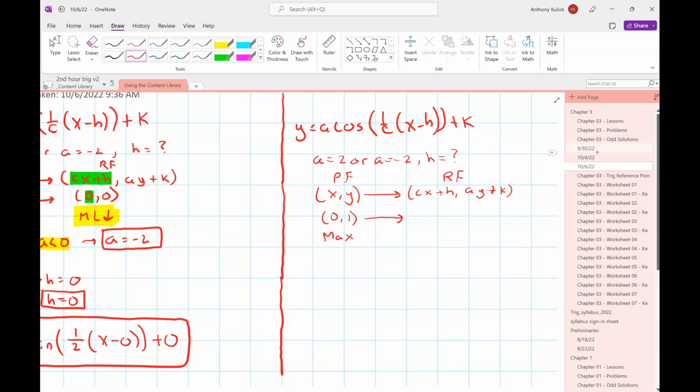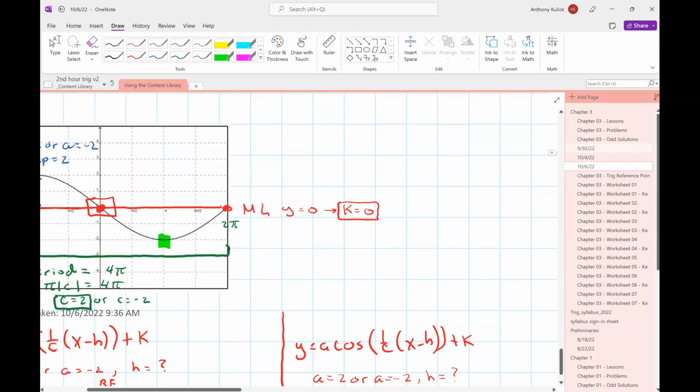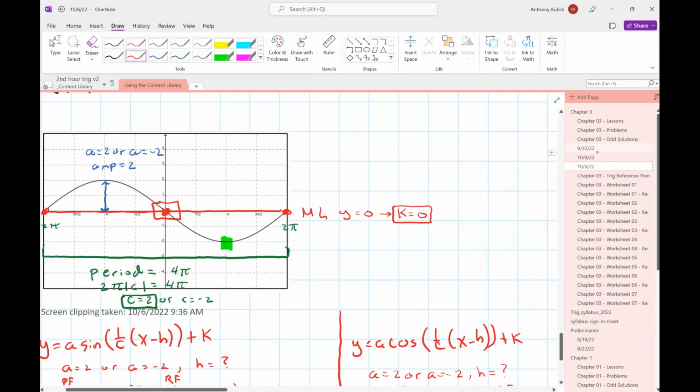Because what I need to do now that I've chosen 0, 1 from the parent function is go and pick a point from my transform function, from the graph. The points that I can choose from have to be extrema, so I could pick that maximum, or I could pick that minimum. Does it matter which one I choose? No. Will I get a different answer for each of them? Yeah. Are both answers correct? Yeah. So it doesn't really matter.